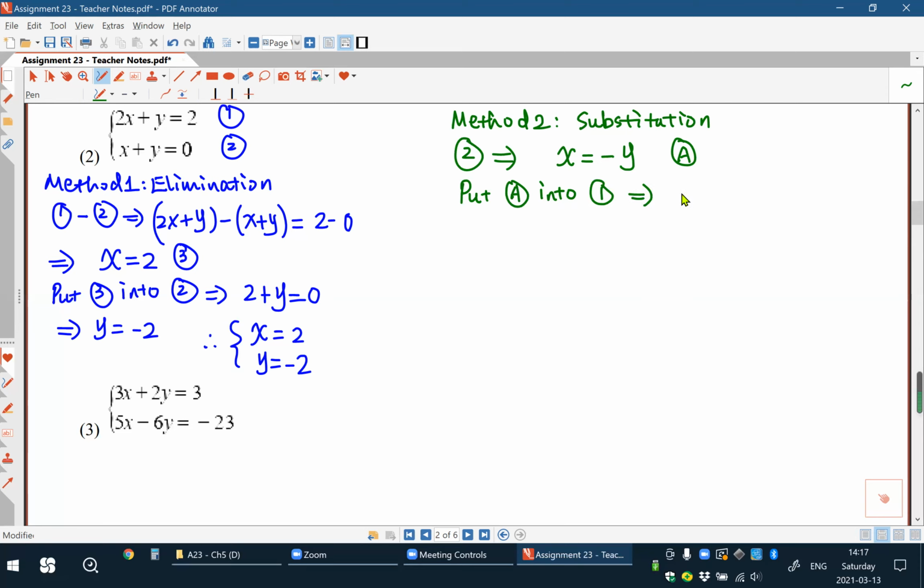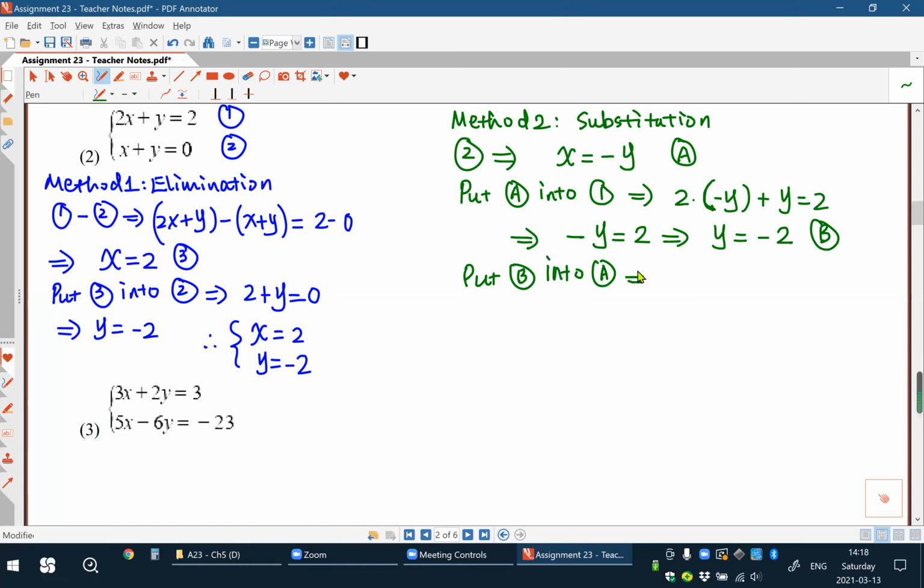Then you will get 2x means 2 multiplied by minus y, right? Because x is minus y. So let's substitute x with minus y. Plus y equals 2. And this will give you minus y equals 2. Okay, that means you can solve y is minus 2, right? Okay, suppose we denote this with equation b. Then we can put equation b back into a, right? And then you will get x is minus y is minus minus 2, which is 2, right?